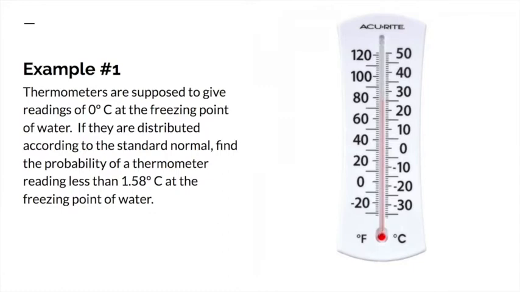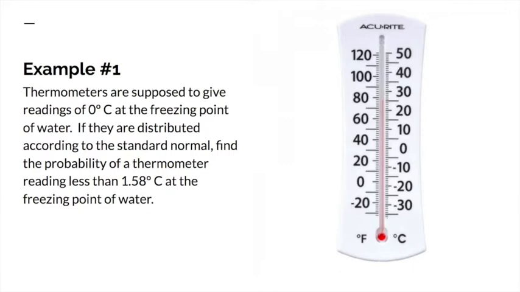So basically what we're describing here is there's going to be a little bit of manufacturing tolerance in these thermometers. They're not all going to be perfect and read exactly 0 where they should. So we want to know what's the probability that we randomly pick one that reads less than 1.58 degrees Celsius at the freezing point of water, which it should, right? If it was made correctly, it should read less than that.